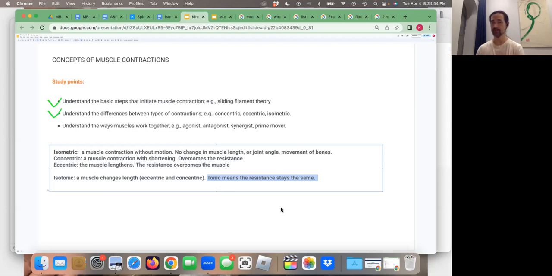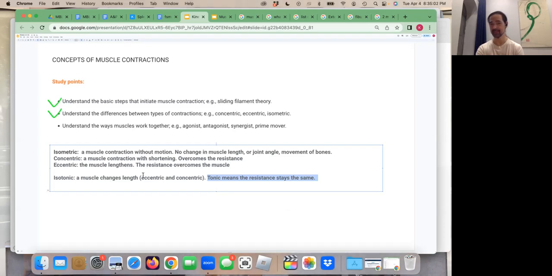Some muscles are contracting concentrically and some muscles will contract eccentrically. Isotonic just means that the muscle is contracting. It can be eccentric or concentric. It also means the resistance stays the same, so that 50-pound dog does not gain or lose weight as it leaves the ground. It stays 50 pounds throughout the entire movement. The resistance does not change, so the force required to move it does not change.